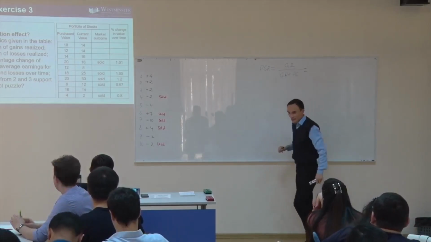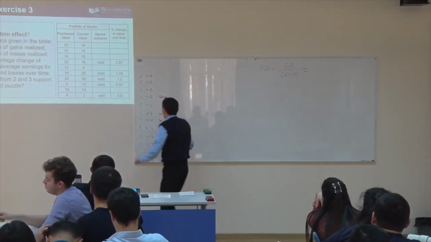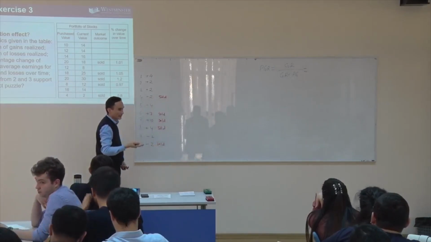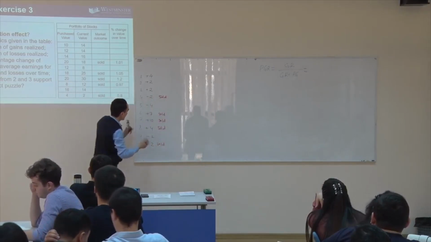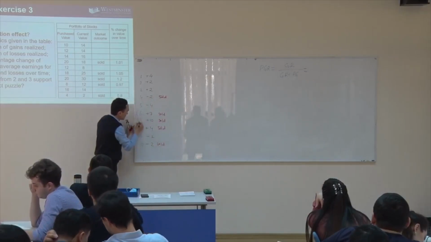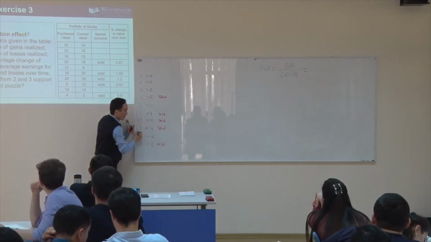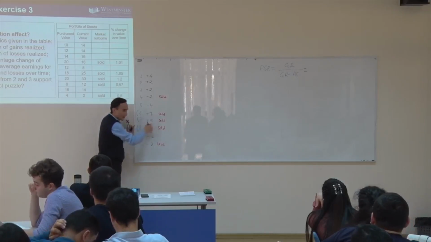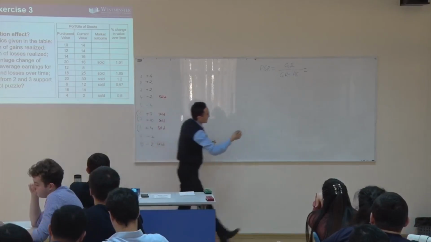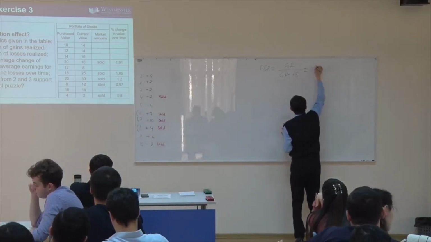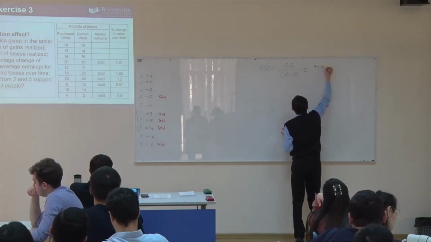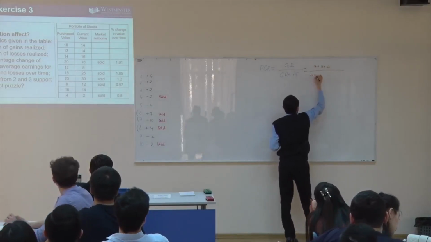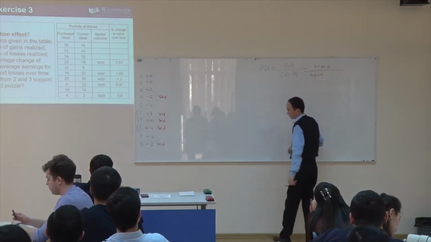Gains realized means the ones which we sold but they were gaining. So gains realized is now this one and this one. All right? 7, 10, 4. Okay, gains realized. Good. Now we have 7 plus 10 plus 4 over 7 plus 10 plus 4.